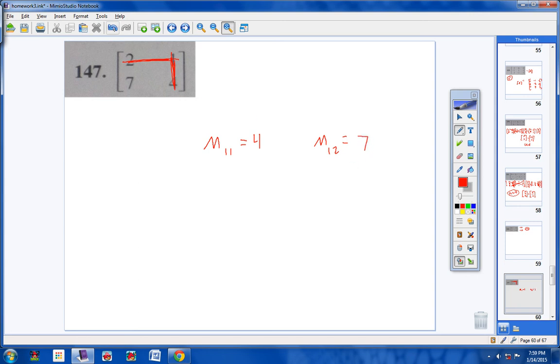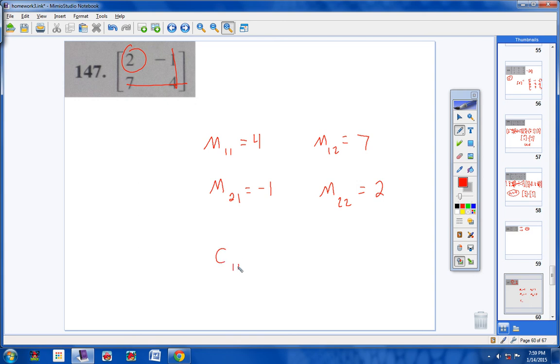Okay? This here would be row 2, column 1, so minor 21. Cross this off, you're left with negative 1. And then over here, lastly, we have this number here, so we're looking at minor 22. Second row, second column, left over with a 2. So there's your minors.